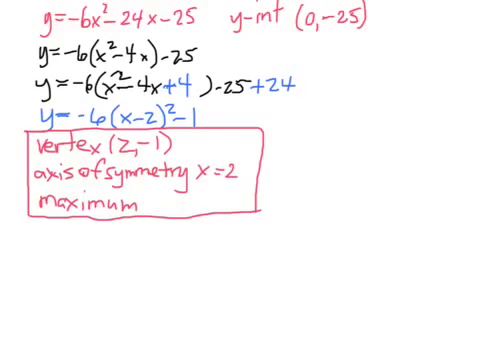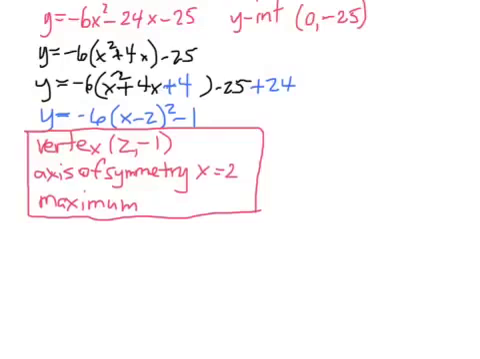And last example, y equals negative 6x squared minus 24x minus 25 goes through the point 0, negative 25. That's its y-intercept. I factor out the negative 6, so that gives me negative 6 times, and in parentheses, x squared plus 4x, and then minus 25.